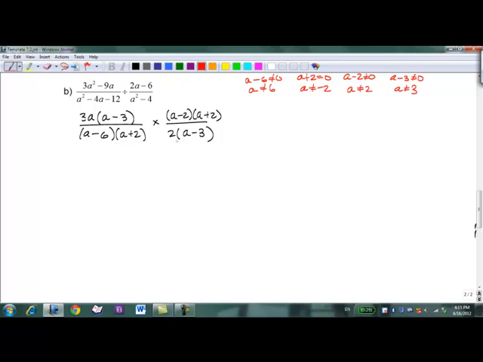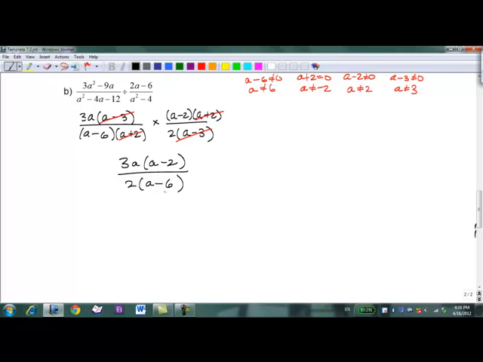Let's take a look at some cancellation. A minus 3 and a minus 3 cancel. The a plus 2 and a plus 2 cancel. Number-wise, 3 and 2 don't reduce, and a is not going to reduce. So that looks about it. Let's change that to black. We have 3a times a minus 2 left in the numerator, and we have a 2 and an a minus 6 in the denominator.